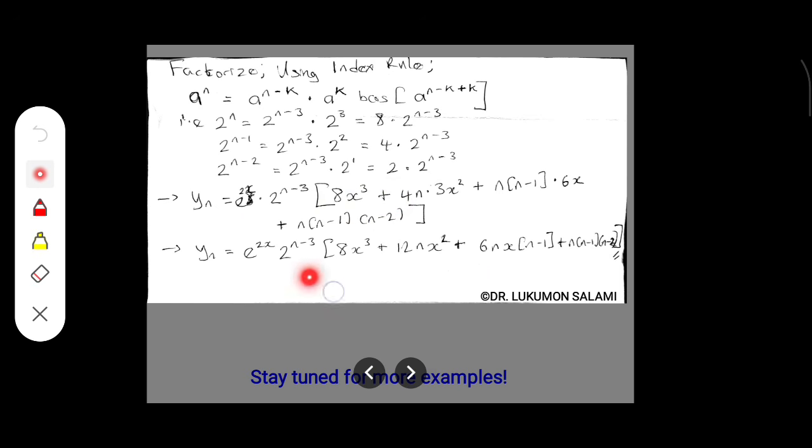So I just brought them together, and our final answer is equal to what? The nth derivative of y is equal to exponential 2x multiplied by 2 raised to the power n minus 3, open bracket, 8x cubed plus 12nx squared plus 6nx open bracket n minus 1 close bracket plus n open bracket n minus 1 close bracket open bracket n minus 2 close bracket.